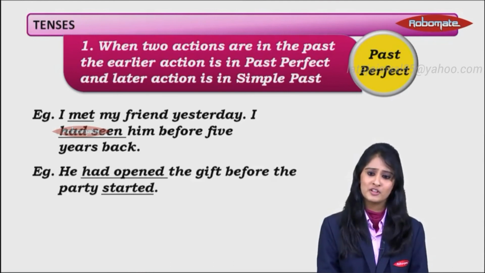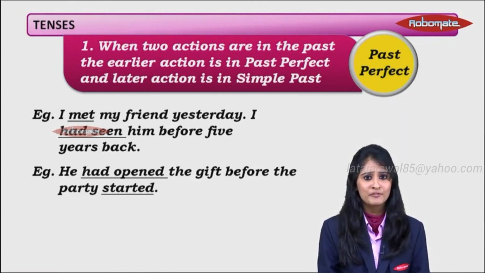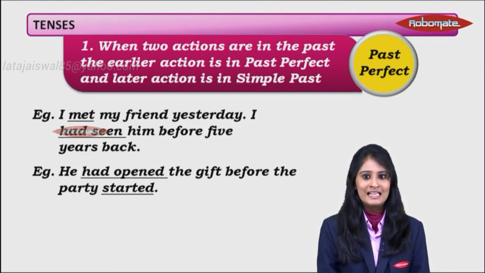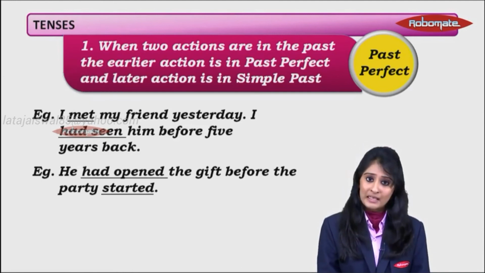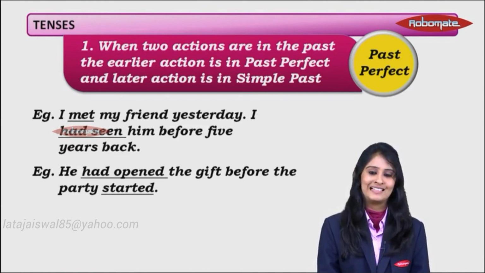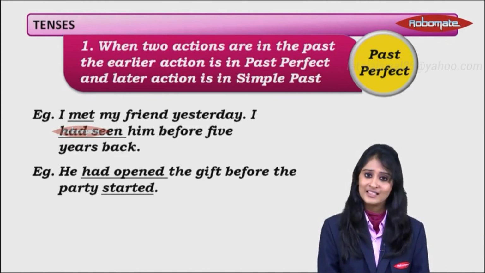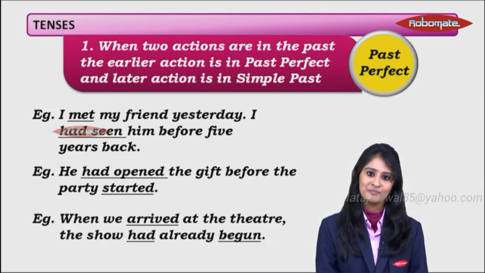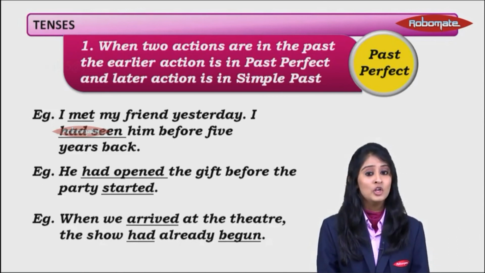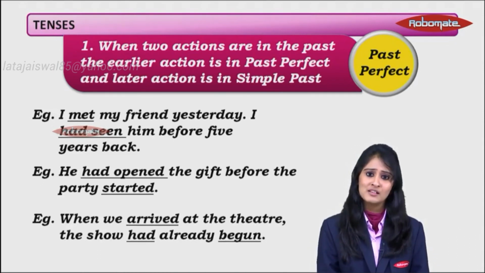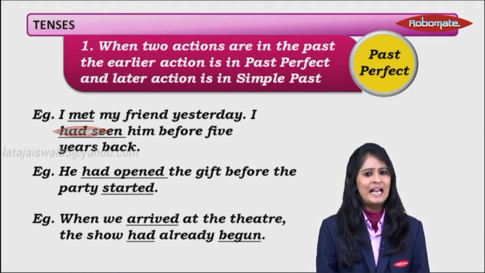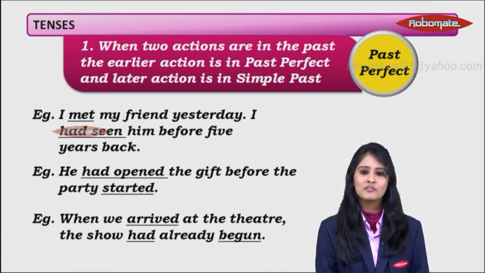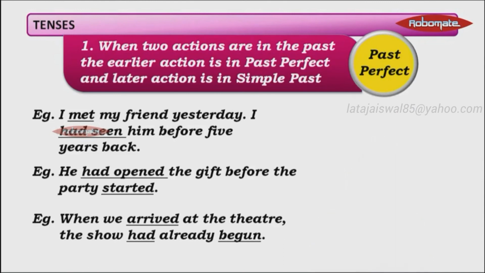He had opened the gift before the party started. So what do you think happened first? Yes, opening of the gift. This action took place first and the beginning of the party took place later, and that is why it is in the simple past. Let's see the next one. When we arrived at the theatre, the show had already begun. So what must have happened first? Yes, the show had already begun, which means this action took place first and later we arrived, which means the first action was the beginning of the show and the next action was arrival at the theatre.